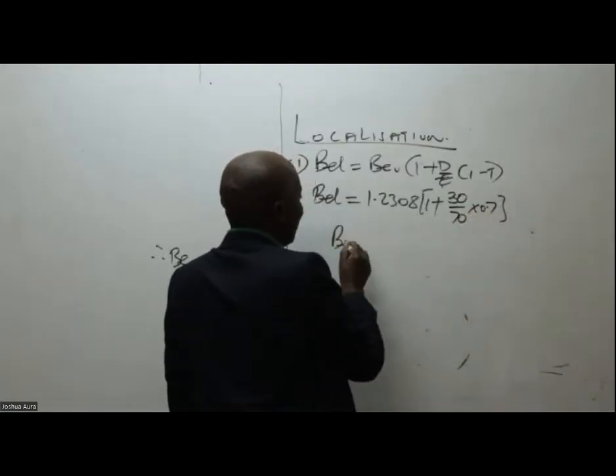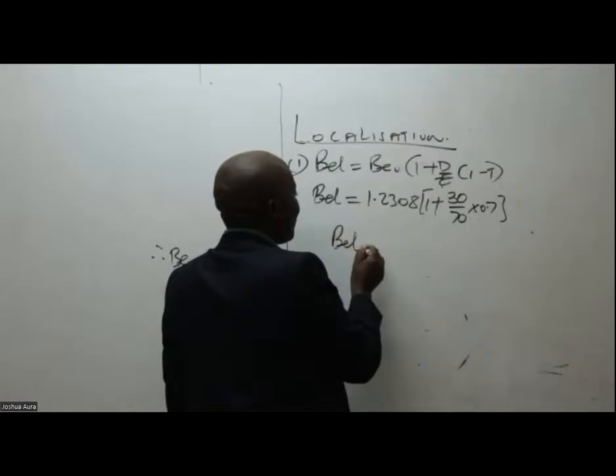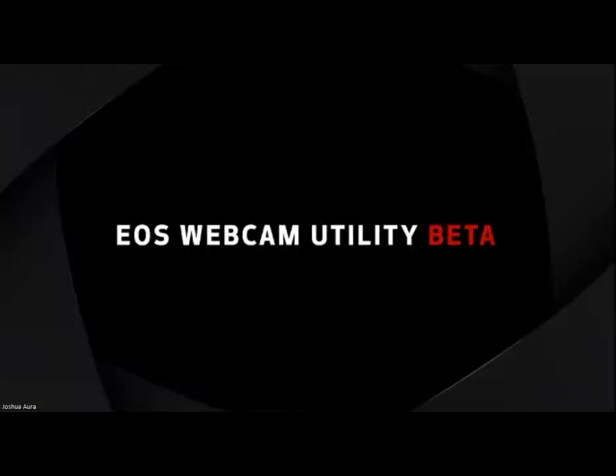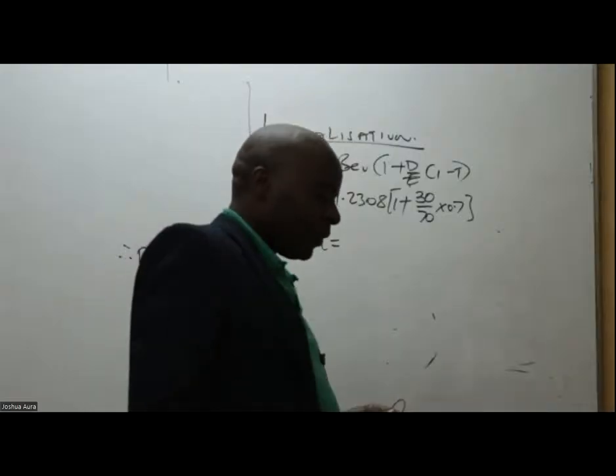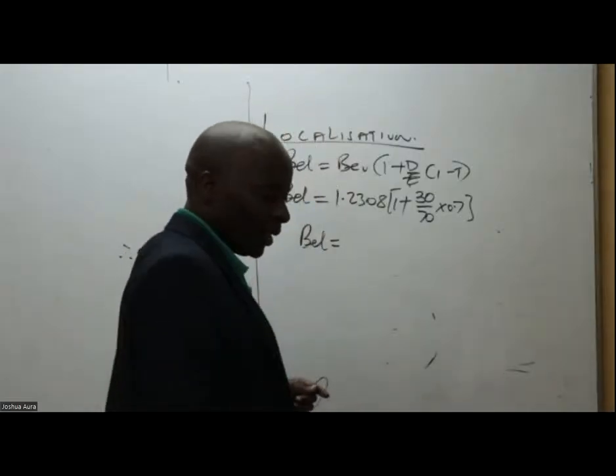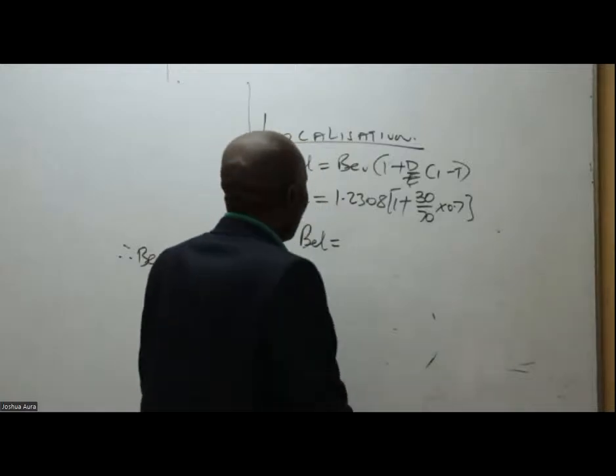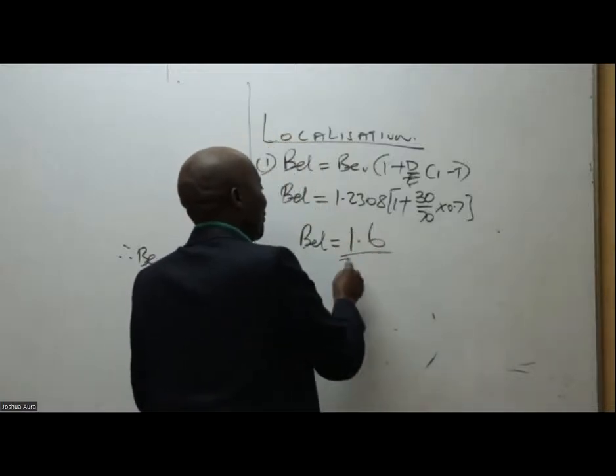Even putting in your answer for BEL, it will be very similar to the other one we got above. What are we able to see? So how much does BEL come to at the end of the day? It is 1.6, and I hope this 1.6 is quite familiar to you guys.